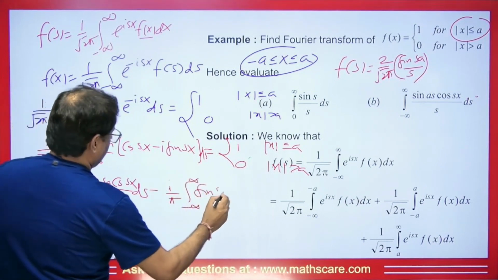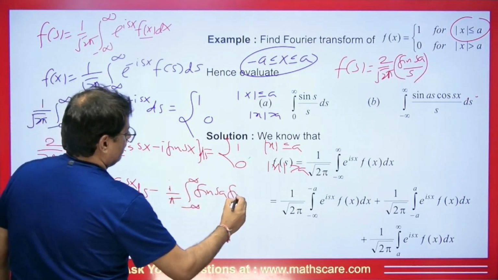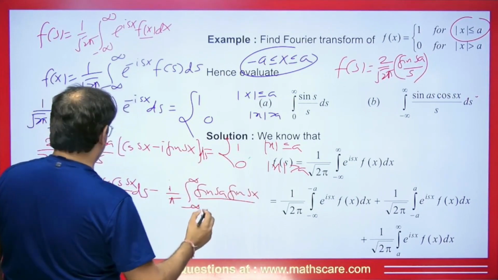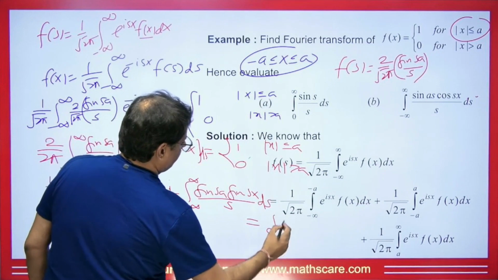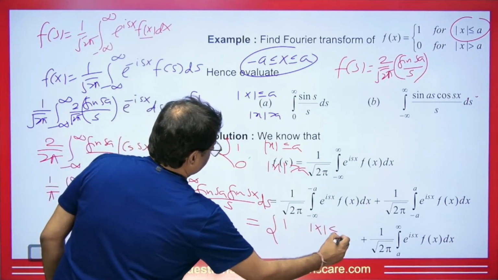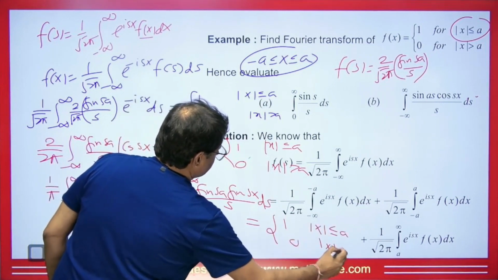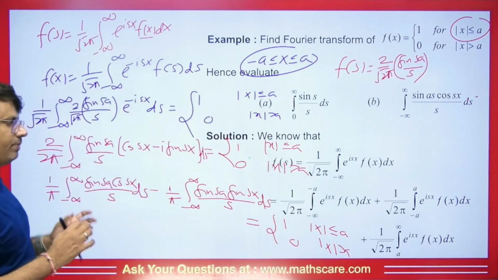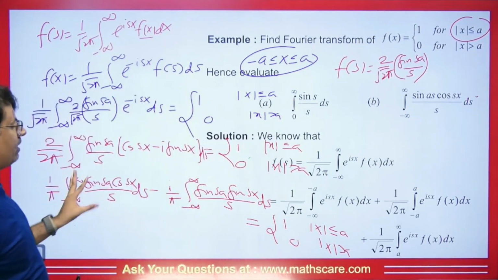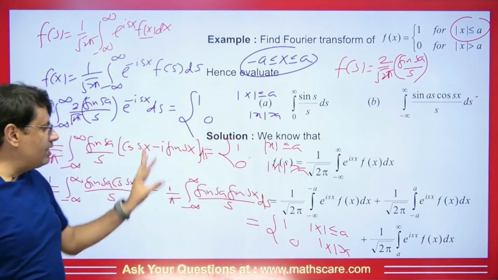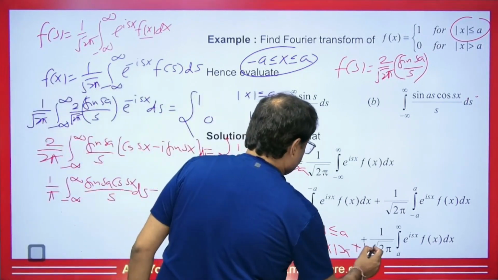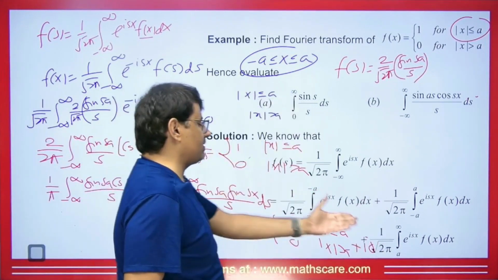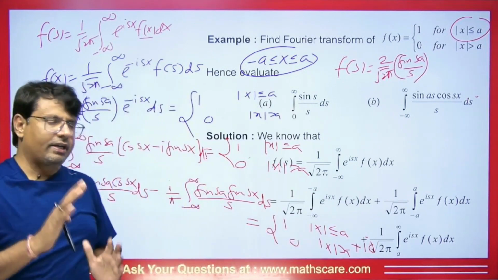sin(sa) sin(sx) upon s ds, right? And its value is given as 1 where mod x is less than or equal to a, and 0 where mod x is greater than a. Because we know whenever we discuss this mathematically, the real part is always equal to the real part and the imaginary part is always equal to the imaginary part. So we can do here iota multiplied by 0. Then what will be the value here? It will be 0.